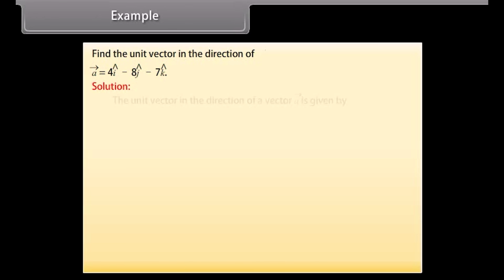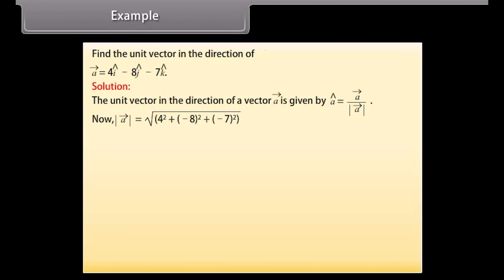Example. Find the unit vector in the direction of vector A equals 4 cap i minus 8 cap j minus 7 cap k. Solution. The unit vector in the direction of a vector A is given by cap A equals vector A upon mode of vector A. Now, the mode of vector A equals square root of 4 square plus (minus 8) square plus (minus 7) square, which equals square root of 16 plus 64 plus 49, equals square root of 129, equals 11.35.